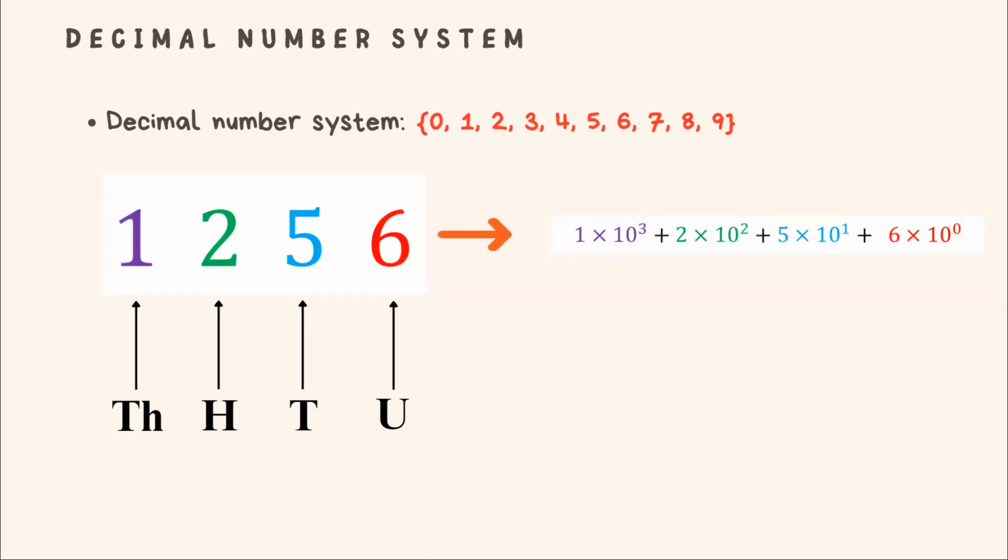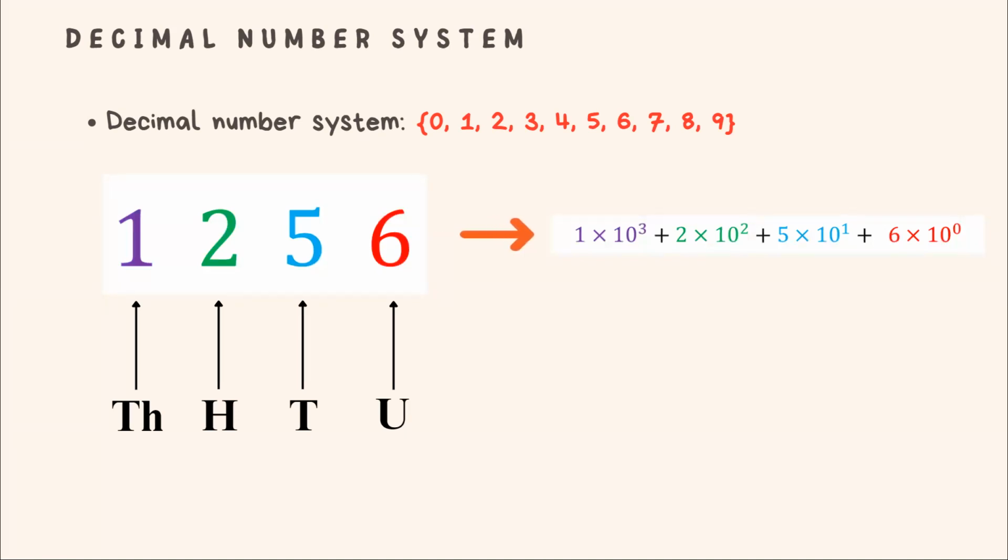So if you look at 1, that's the purple digit. Since it holds the position that is called the 1,000 digit, you can basically write this down as 1 times 10 to the power 3. Then you've got 2, the green digit, which holds the 100th position here, and you can write that down as 2 times 10 to the power 2.